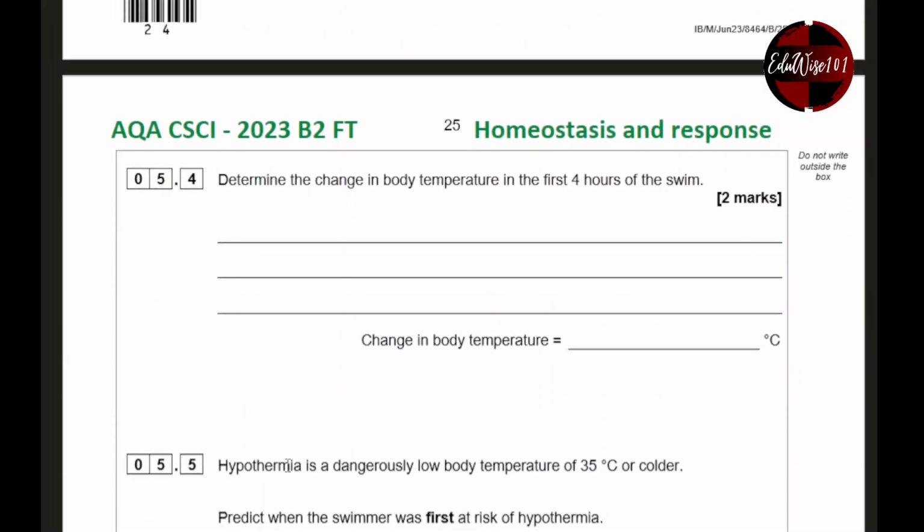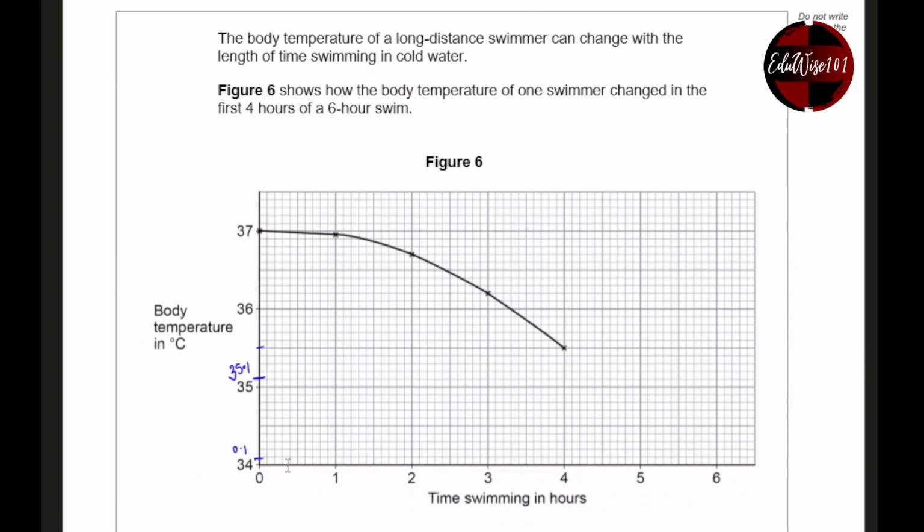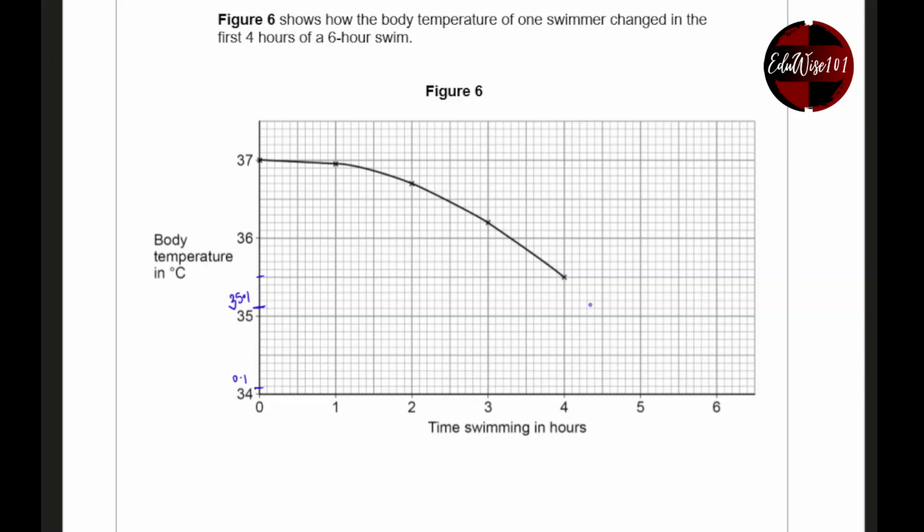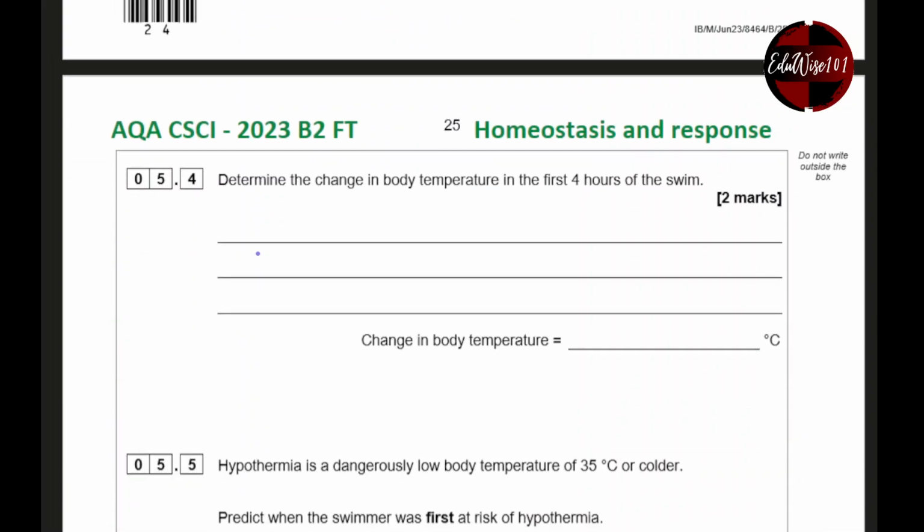Determine the change in body temperature in the first 4 hours of the swim. So what happened to the body temperature in the first 4 hours? You can see at 4 hours, the body temperature is over here, which is going to be 35.5, and starting at 37, so it's dropped down by 1.5 degrees Celsius. So 37 minus 35.5 gives you 1.5 degrees Celsius.